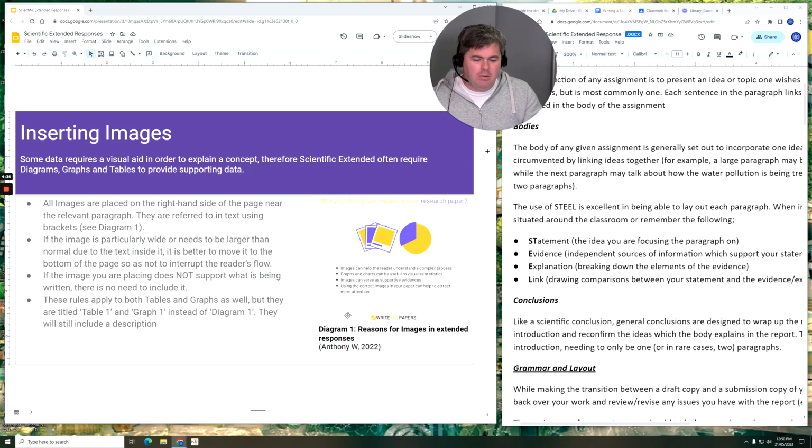For instance, here we have diagram 1, reasons for images in extended responses. They can help the reader understand a complex process. Graphs and charts can be useful to visualize statistics. Images can serve as supportive evidence. And using the correct image in your paper can help to attract more attention. Right, these are all great reasons why we should be using them, but we need to ensure we use them properly.